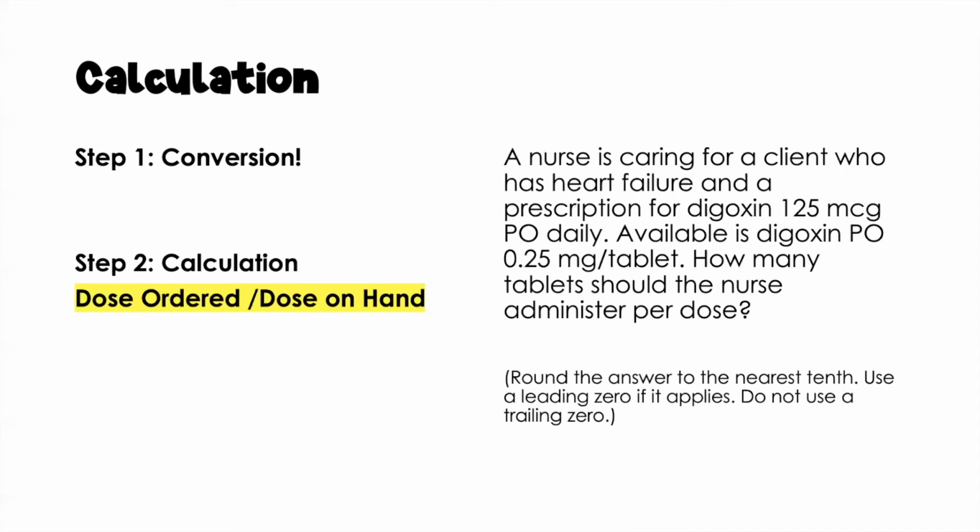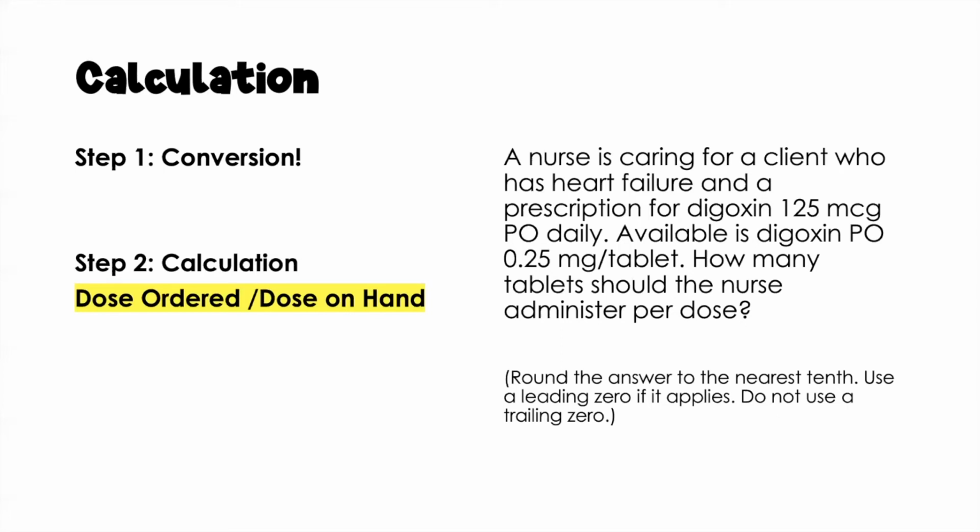So if you want to use dimensional analysis, awesome. If you want to use the formula, it is highlighted on the screen. It's going to be dose ordered divided by dose on hand. Now, step 1 is, do I need a conversion? And if we look at this problem, our order is in micrograms and what we have available is in milligrams. So you do need a conversion.